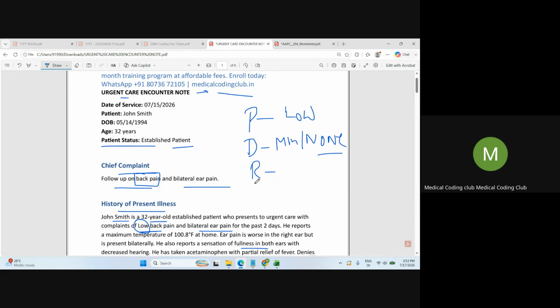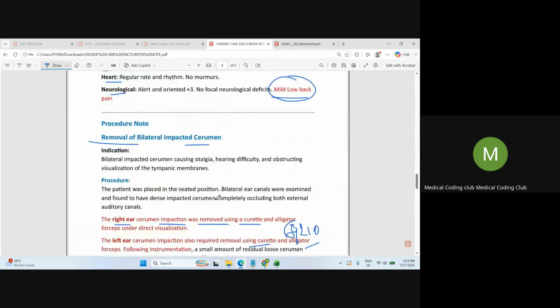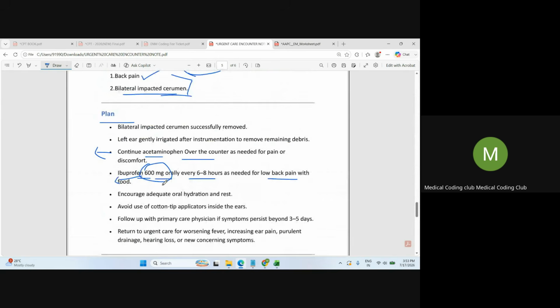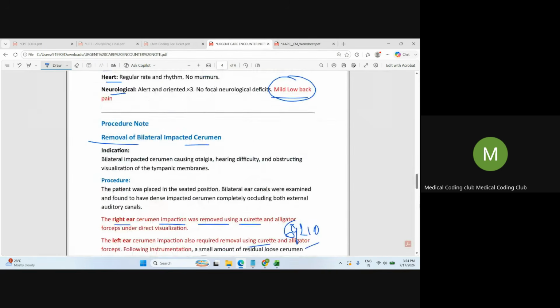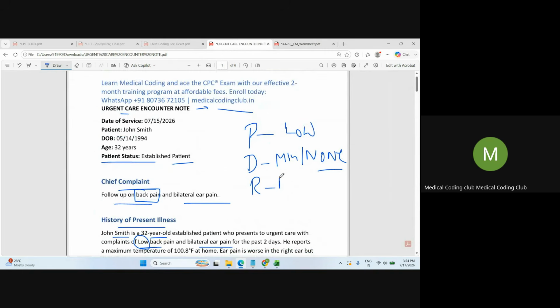Then coming to risk management, as you can see, there were two drugs. One was an OTC drug, another one was prescription drug management. Since you have one prescription drug, you consider there is an RX management. And as you know, RX comes under moderate. Prescription drug management is moderate. So now you will use your risk as moderate.